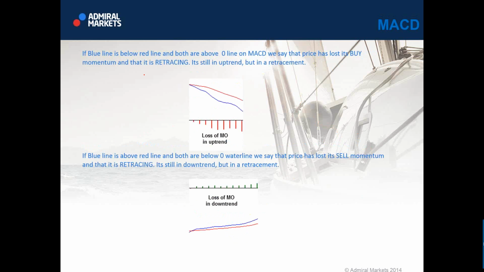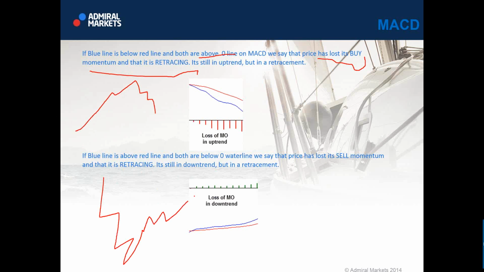Now, if the blue line is below the red line and both are above the zero line, we say that the price has lost its buy momentum and that is retracing. Usually that signifies that we still have an uptrend, but the price is correcting in the uptrend. If the blue line is above the red line and both are below the zero waterline, we say that the price has lost its sell momentum and that is retracing. So it's still a downtrend, but we have a retracement.